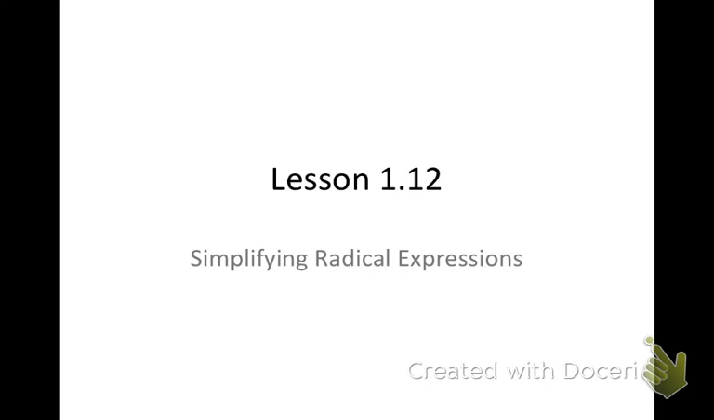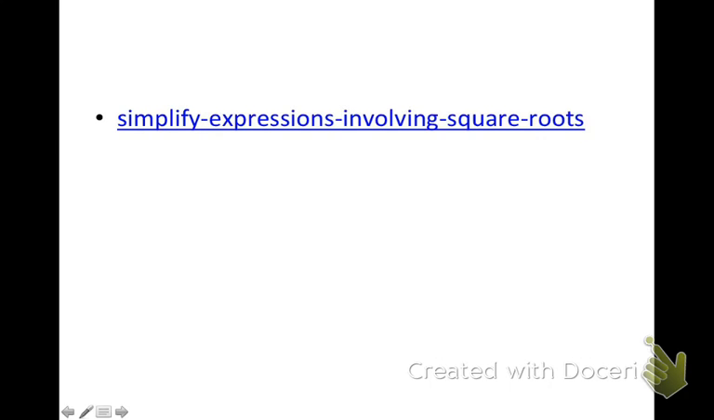Okay, in this lesson we're going to be simplifying radical expressions. We're going to start by watching a short video on how to do this, and then we'll try a few on our own.